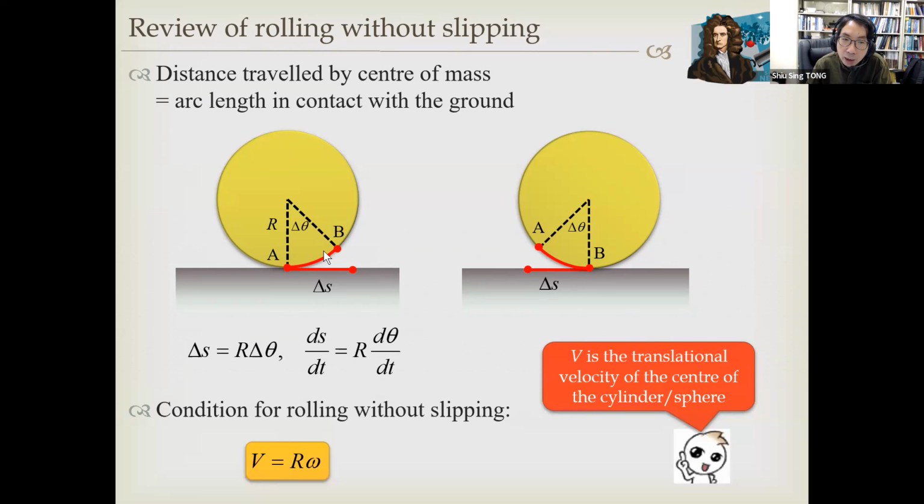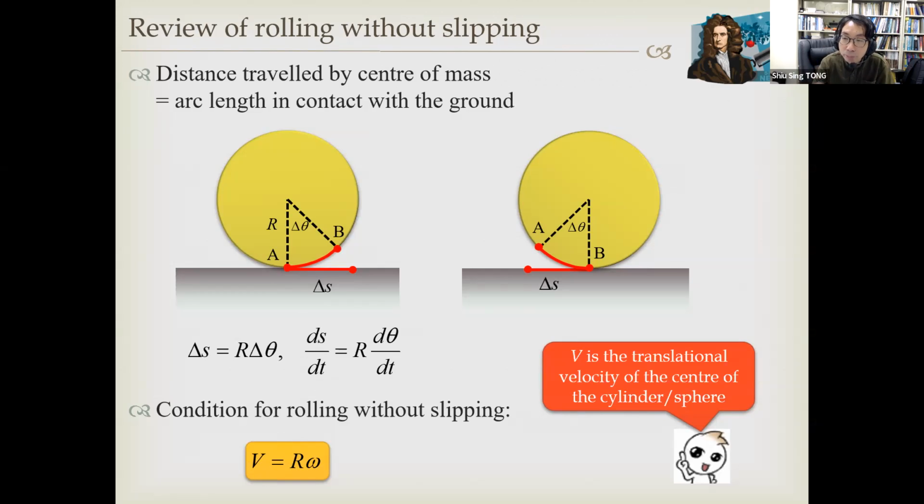The corresponding arc length between A and B is given by the radius of the cylinder multiplied by delta theta. So delta S is R delta theta. If I divide this equation on both sides by delta t, the equation becomes ds/dt equals R d theta/dt. Now what is ds/dt? Because it's pure rolling, the arc length is equal to the distance moved forward by the cylinder. So ds/dt I can write as V, with a big V, not a small v.